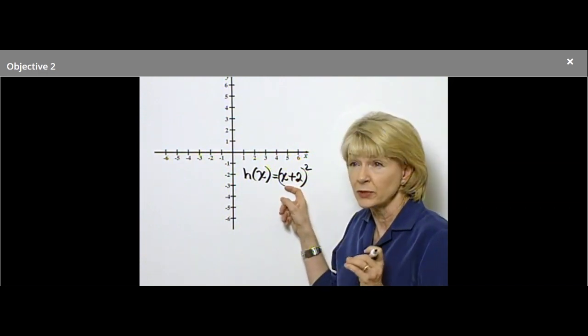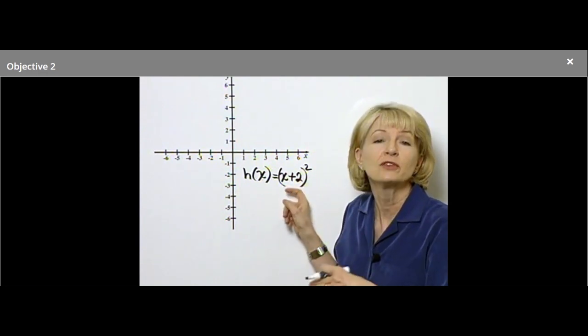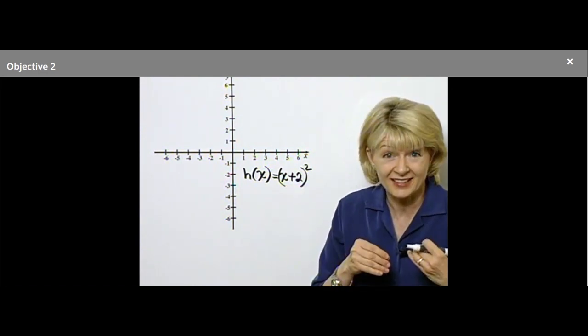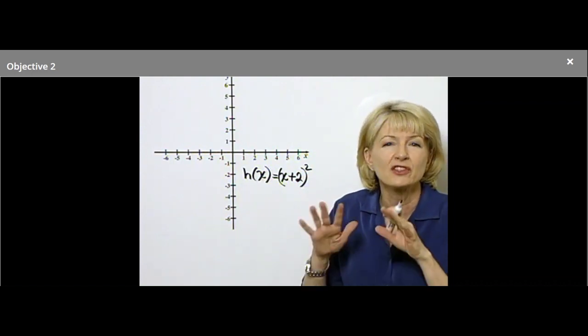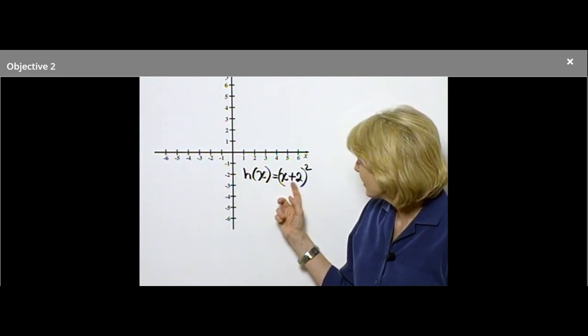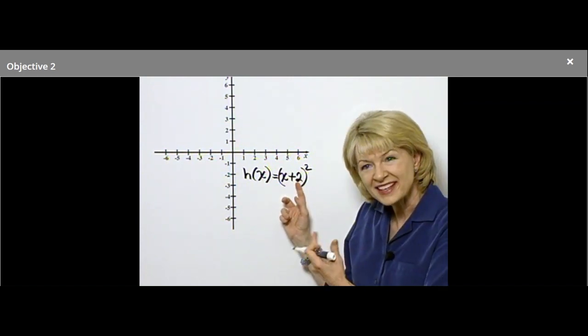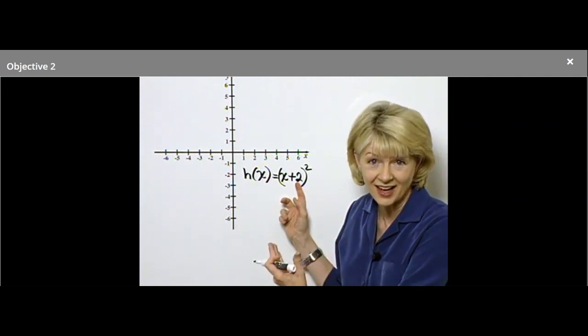It might help you to think that if it's a movement upward or downward, you do exactly what the plus k says. If it's plus 1, you move up 1. If it's minus 2, you move down 2. Here, you do the opposite. Instead of plus 2 meaning 2 to the right, it actually means 2 to the left.